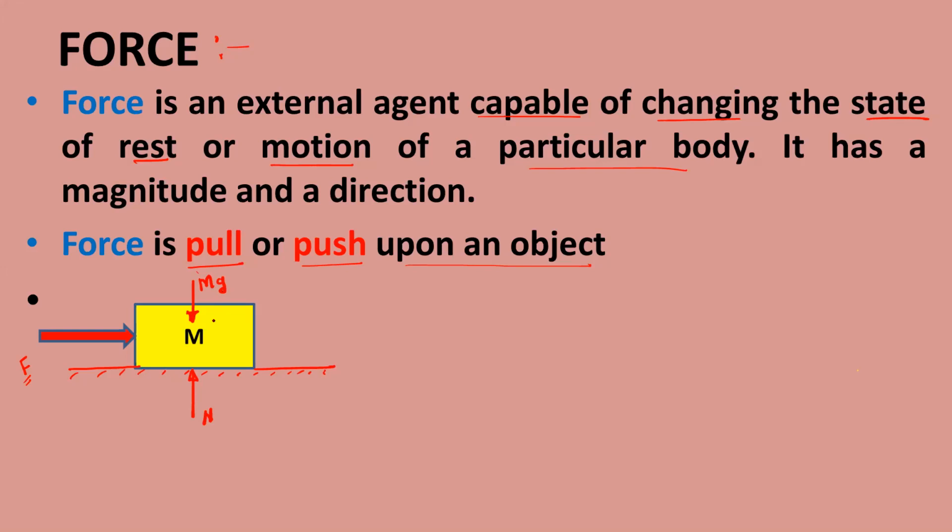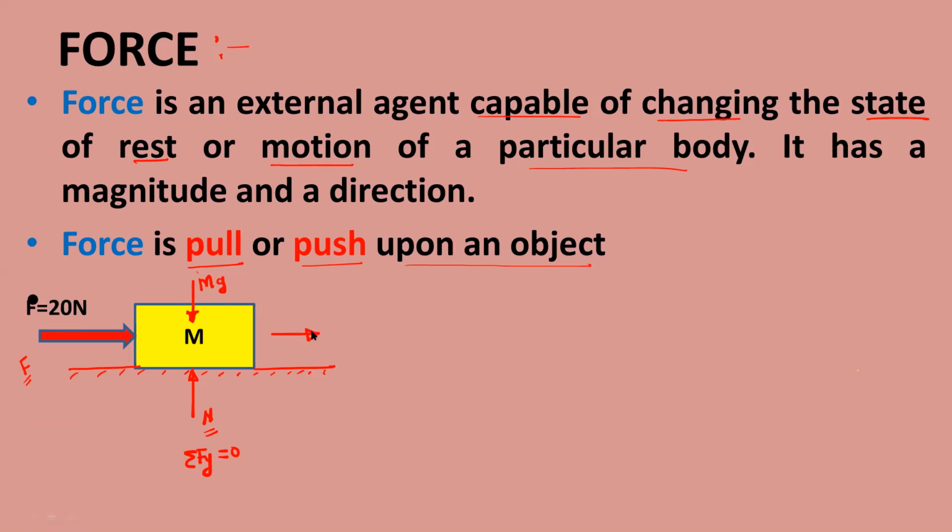So mg is balanced by the normal reaction. As the force is balanced by the normal reaction, the summation of the forces in the y direction will be 0. As the force is 0 in the y direction, there will not be any motion in the y direction. So the only motion possible is in the x direction.